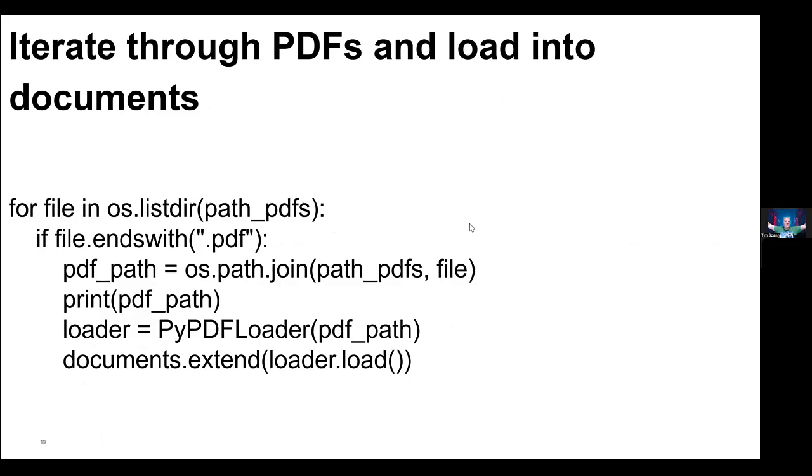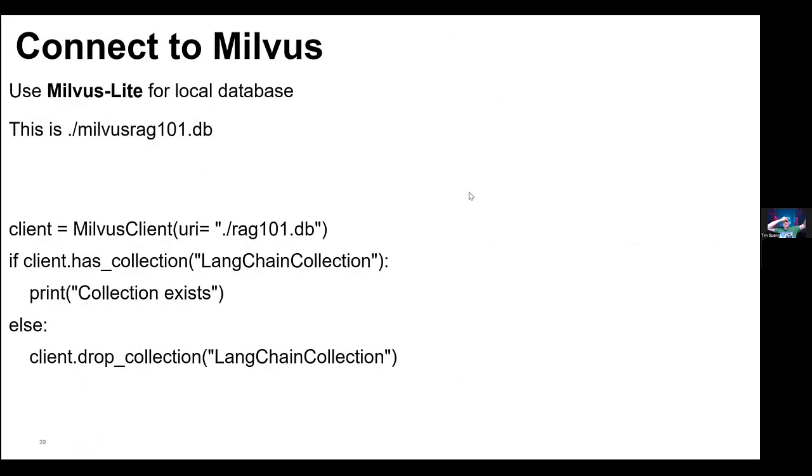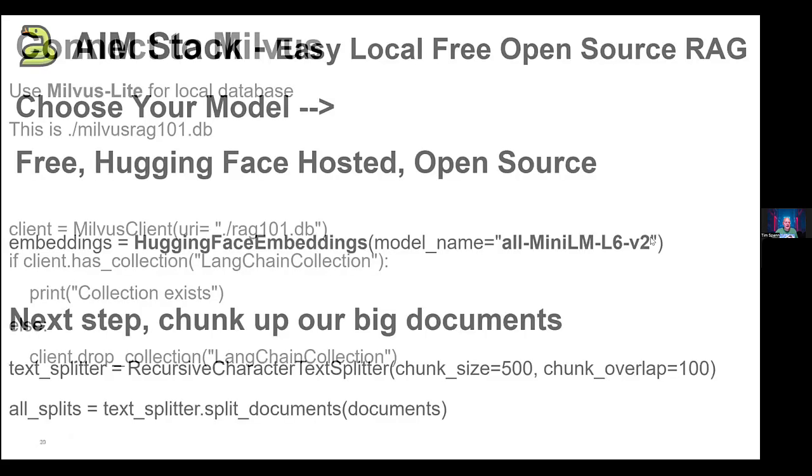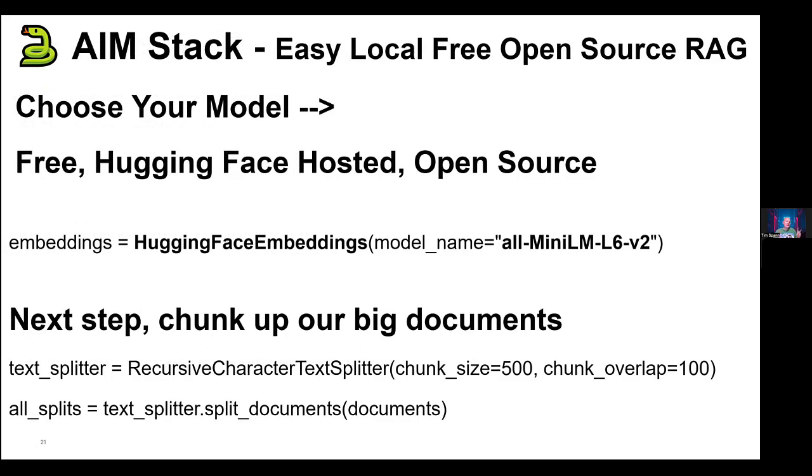So we're just gonna loop through all those documents, load them, get them prepared. We're gonna connect to Milvus. This is a local database, just running in local directory. Makes it very easy to create a collection. Collection is like a table. This is where we're gonna keep our RAG data. If it's not there, we can create it. I'm calling this the AIM stack. It's the easy, local, free open source RAG to do all the things you need to do.